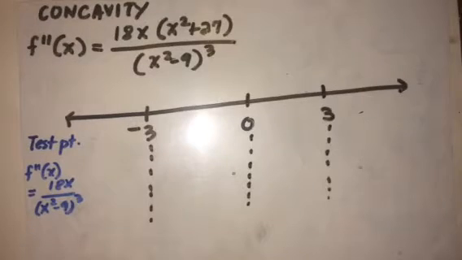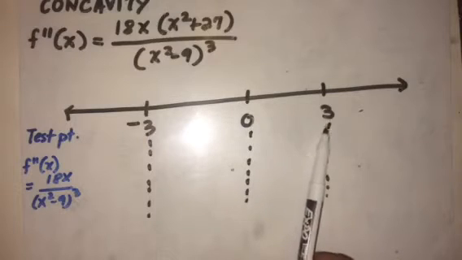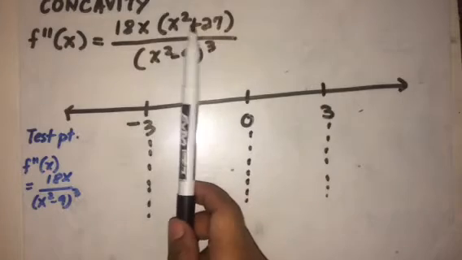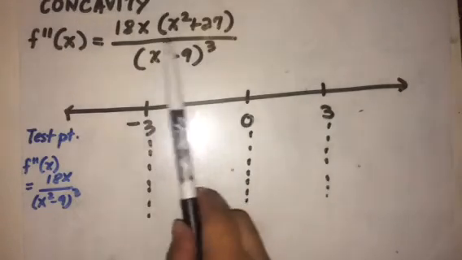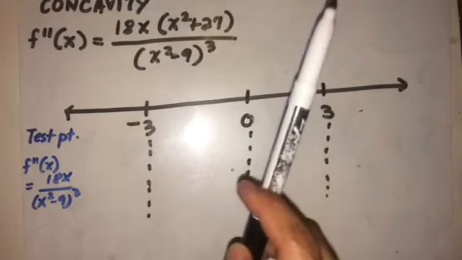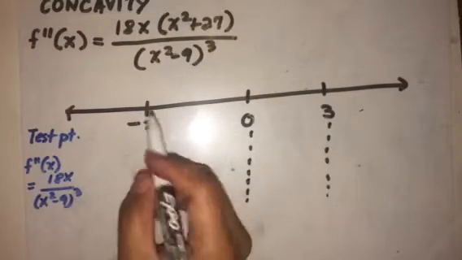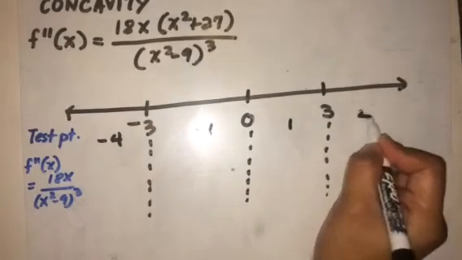To find concavity, the endpoints of my intervals would be -3, 0, and 3. Remember that 0 is the only critical number of the concavity, and aside from that, -3 and 3 make the second derivative undefined, as well as the original function. So I choose my test points to be -4, -1, 1, and 4.